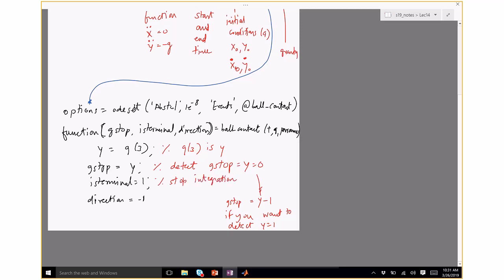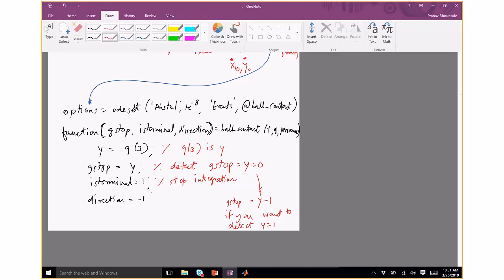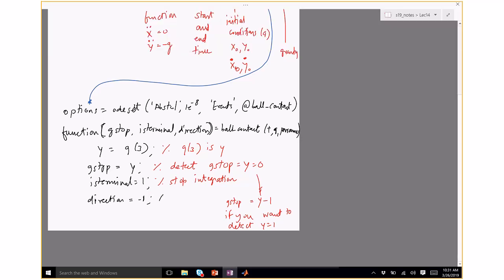Okay, you have two things you can do. You can just continue integrating. You might just want to detect that the ball hit the ground but not stop the integration. So what if this surface was water, say? In that case, you want to hit the ground, but you may not want to stop integration. You want to continue integration. So in that case, you'll put a 0. If you put 1, you'll stop integration. And the direction indicates the direction in which you want to detect the ground.